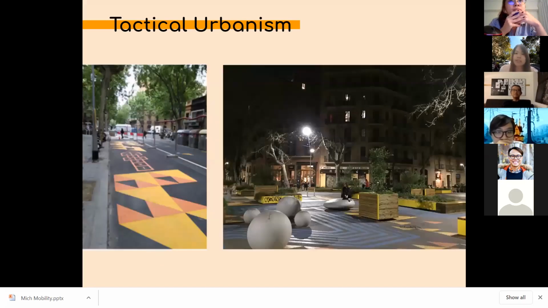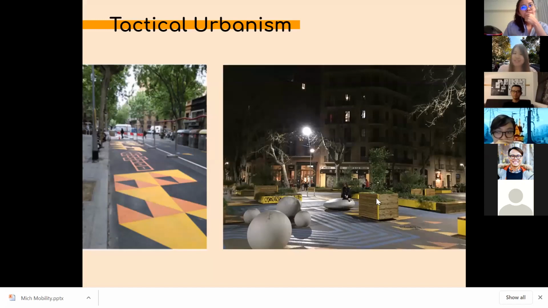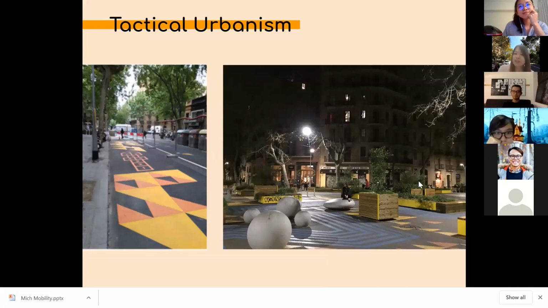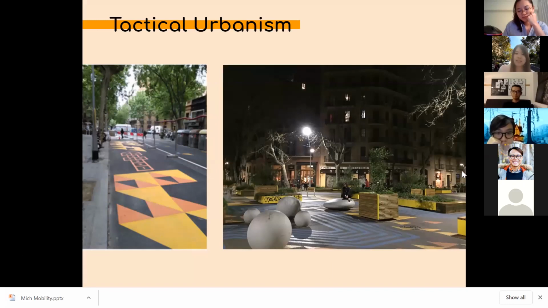So yeah, this is superblock at night. Normally there are a lot of people, but maybe that time was during winter, so not many people. Normally people would sit there and read, talk to their friends, hang out. So yeah, it's quite a nice place, and it is also one of my favorite places in the city.